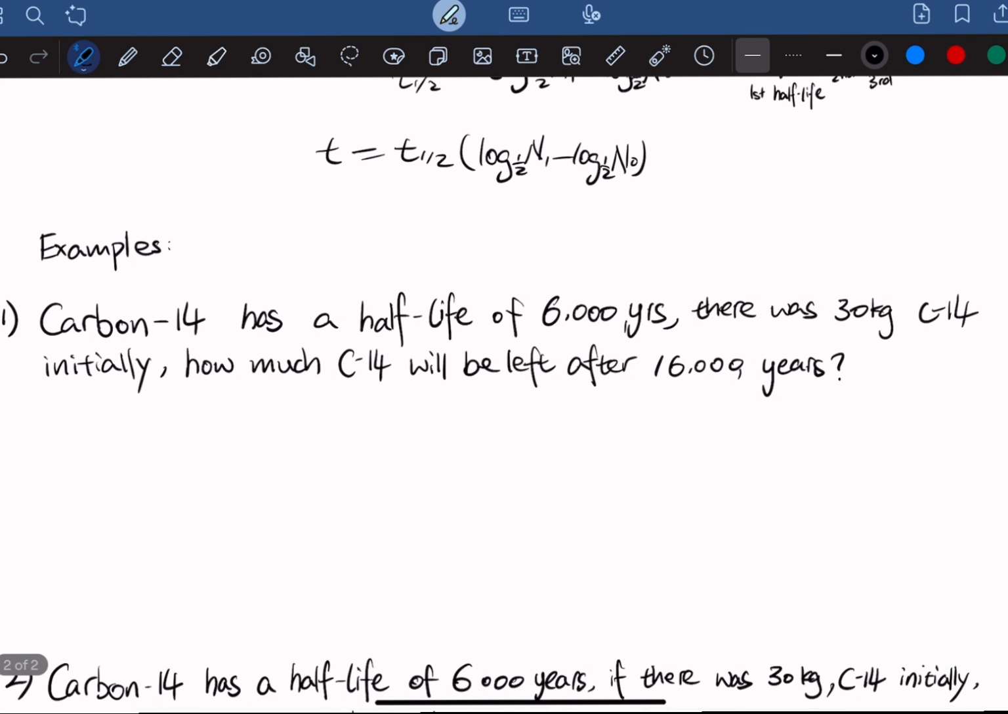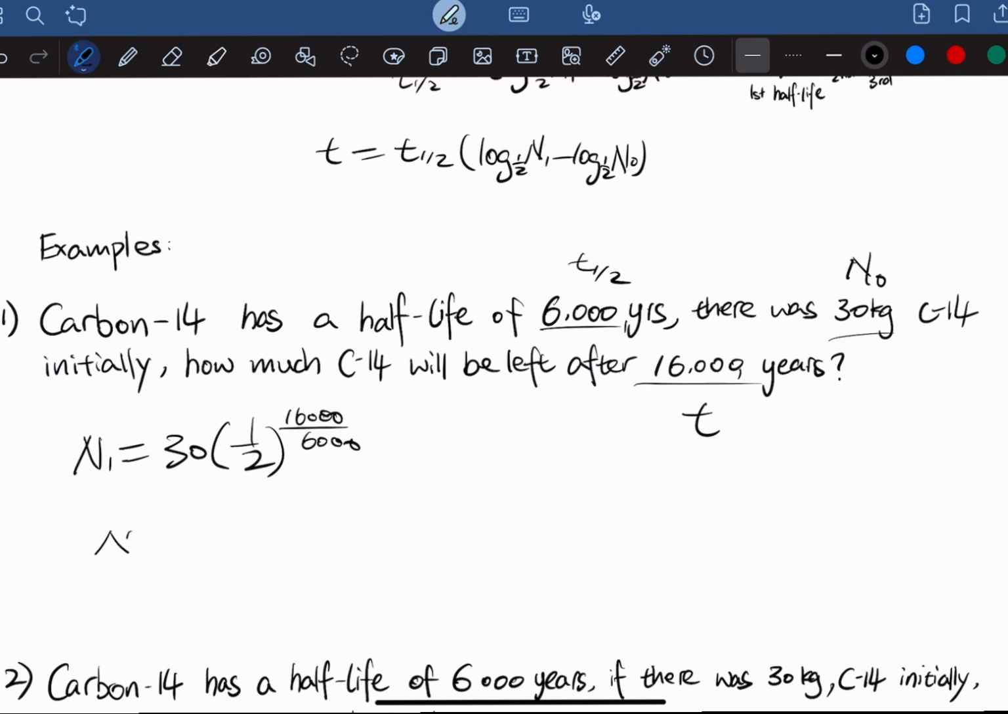Okay, we have 16,000 years. This is our t. 6,000 years. This is the half-life. So this is a t1/2. 30 kilograms. This is the initial amount of carbon-14. So we have N0. And we want to find N1. So by the formula, we have N1 equals N0 times 1/2, then 16,000 over 6,000. This is about 4.72.